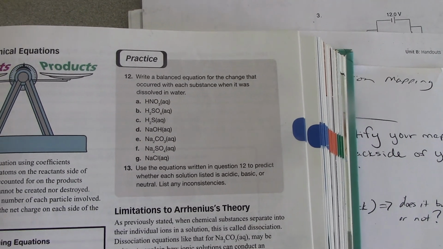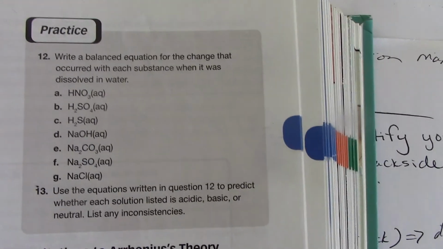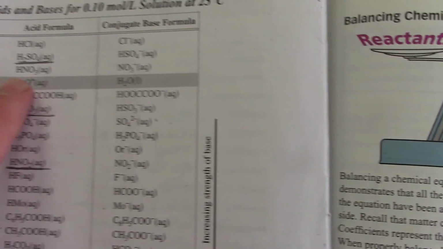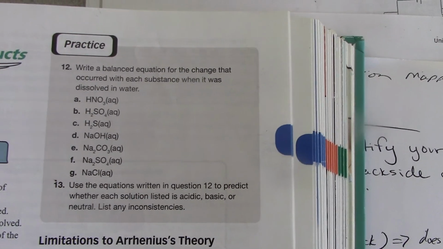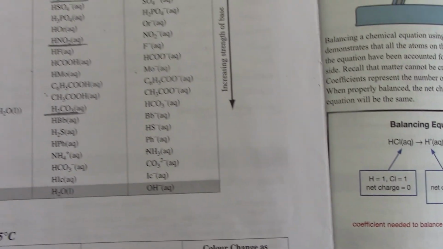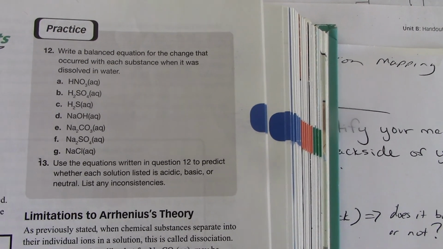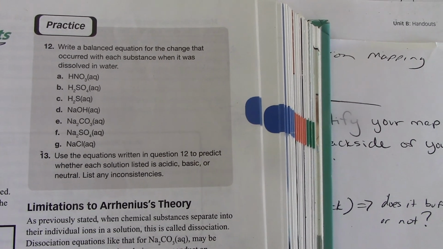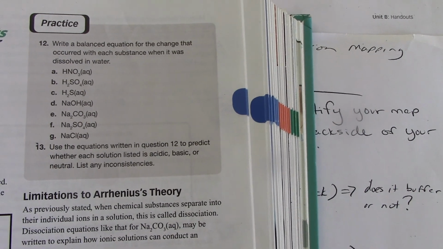So I can tell you right now, if you look on your chart, you'll be able to tell. So HNO3 is an acid. H2SO4 is an acid. H2S, hydrosulfuric acid, is an acid. NaOH is a base. Na2CO3 is a base because it makes CO3 2 negative. Na2SO4, SO4 2 negative, is a base.